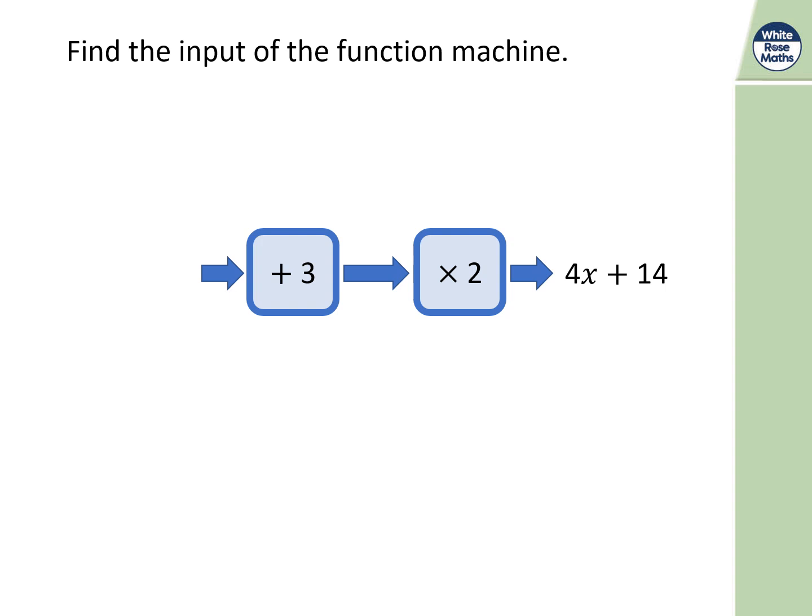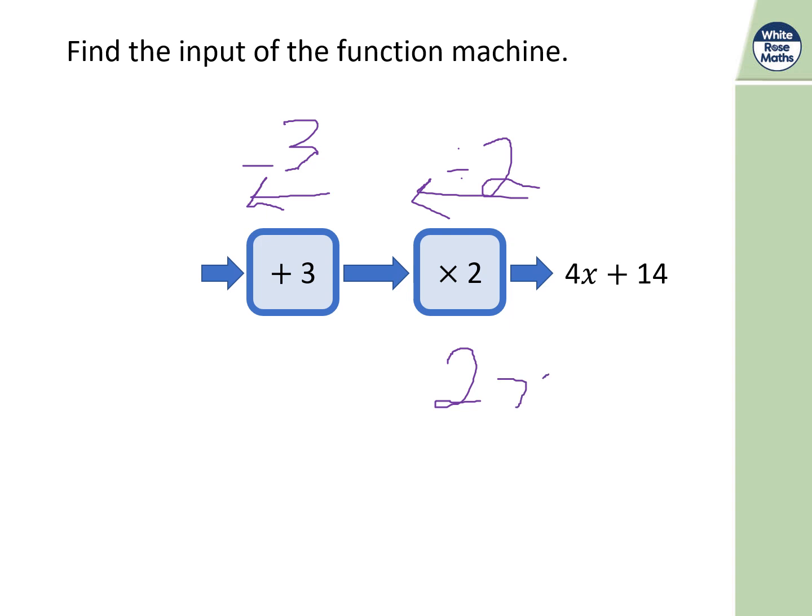Find the input of the function machines. So this time, I've got to work backwards. The first step is I'm going to divide by 2 and then I'm going to subtract 3. So do it one step at a time. Take your time, guys. Do everything one step at a time. So 4x plus 14, divide that by 2, I'm going to get 2x plus 7.